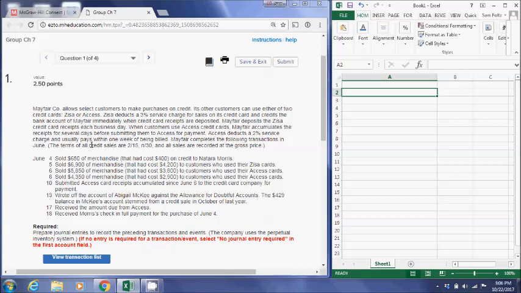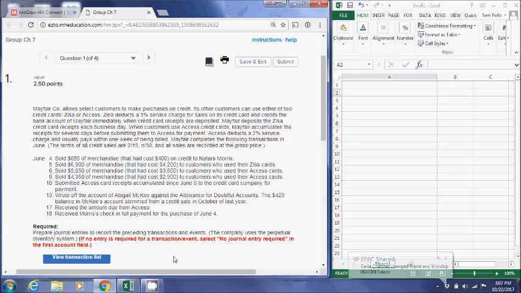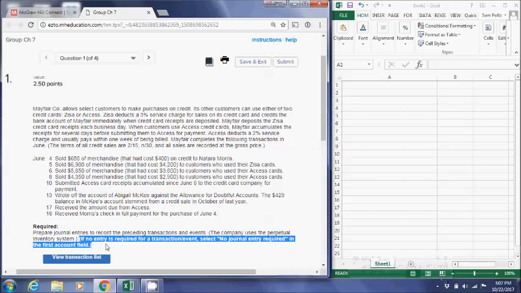Mayfair completes the following transactions in June. All credit sales are $215, net 30, and all sales are recorded at the gross price. We'll see there are several transactions from June 4th through June 18th. We're going to walk through each one of these. The problem is asking us to prepare journal entries for each of the transactions and events. Always, always, always look at the lettering in red there. If no entry is required for a transaction or event, select no journal entry required in the first account field.